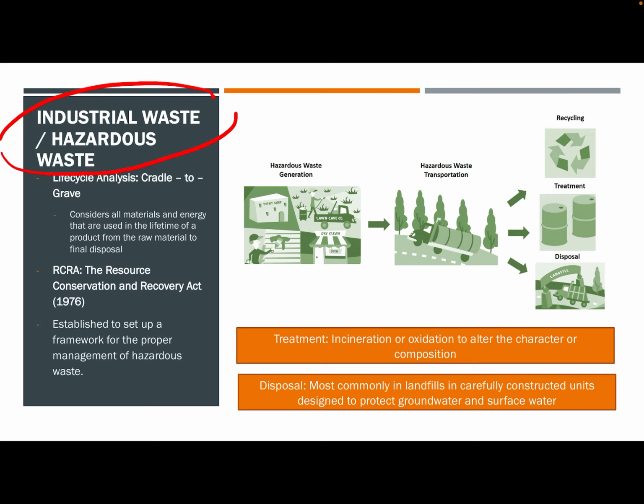We also have industrial waste and hazardous waste. So we've mentioned life cycle analysis and the idea of cradle to grave, which is considering all the materials and energy that are used in the entirety of the lifetime of a product. This was established from the Resource Conservation and Recovery Act of 1976, which wanted to manage how we dispose of hazardous waste. So in some cases, you can recycle those products back into something new, or they need to be treated. You can do that with incineration or oxidation to alter them, or you can just dispose of them, sometimes just in landfills that are constructed to protect groundwater. So with those clay liners.